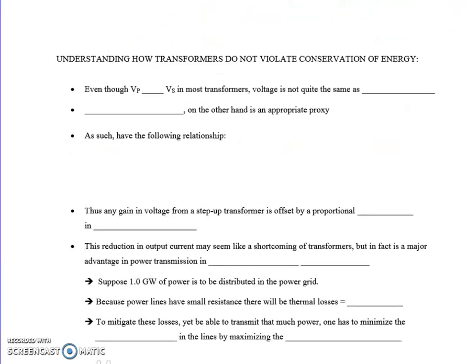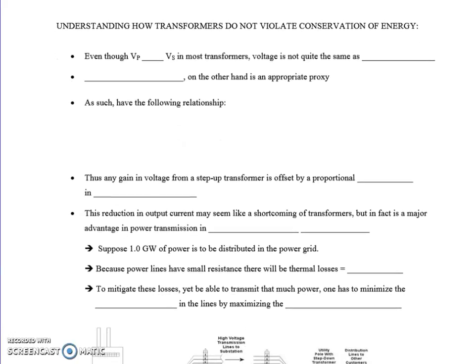Another thing we talked about in class is why transformers don't violate conservation of energy. We think that if the voltage across the primary is less than the voltage in the secondary, we're getting free energy out of the secondary, and we think that's not right. But voltage is not quite the same as energy. It's an indirect measure, so there are other factors that influence it. Now we're going to see how that comes into play. A better proxy, or a more direct one, would be power.